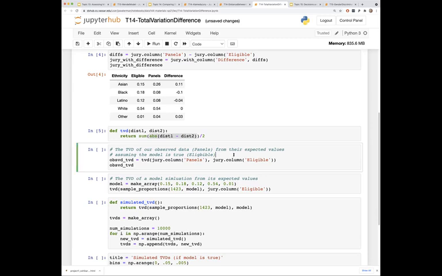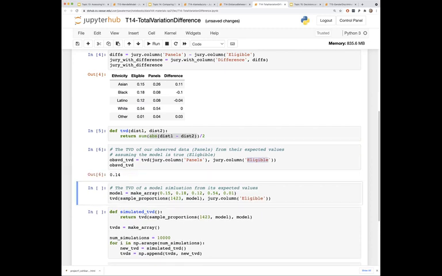Okay, so now that we have that function, we can look at our observed data. So here we're going to compute the statistic on our observed data. This is the thing that we actually saw in the real world. This is not our simulation. This is actually what we saw. And so we're passing in the juries, the panels column, and then we're passing in the eligible column from there. And that gives us this statistic of 0.14, okay?